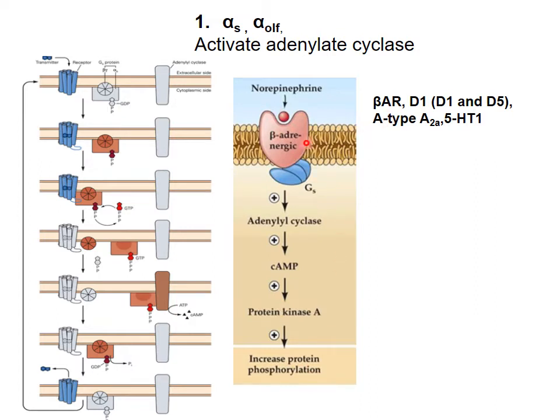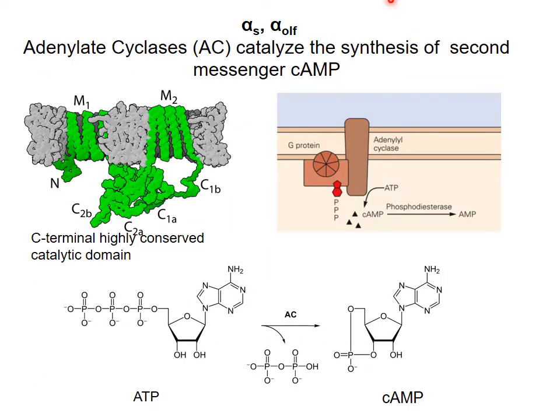These are your beta adrenergic receptors, your dopamine receptors of type 1, which are dopamine receptor 1 and 5, purinergic receptor of A type, A2A, and serotonin receptor 5-HT1. You do not need to memorize which one of these are using what. This is just for your knowledge if you want to know that. Let's say they activate adenyl cyclase.